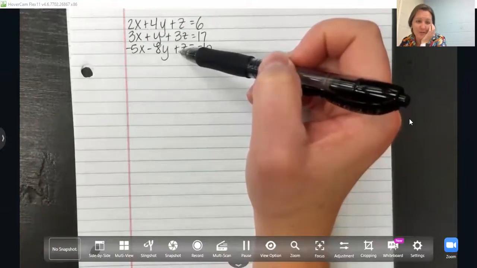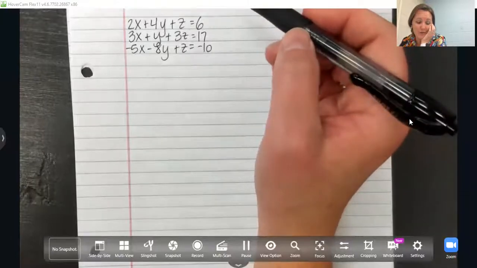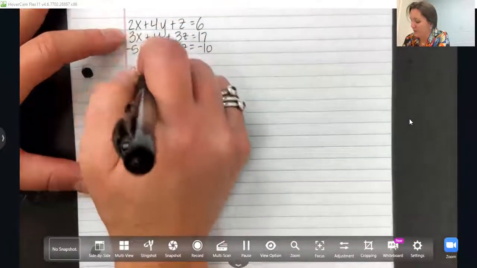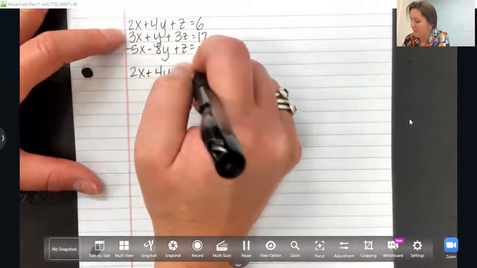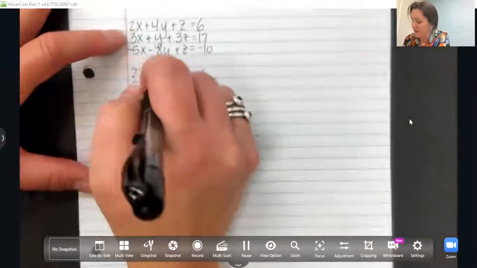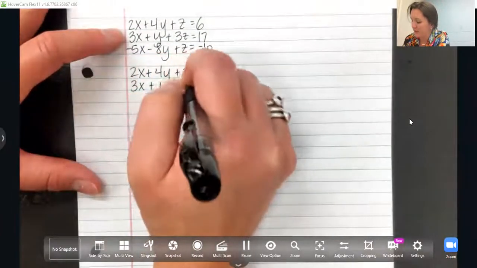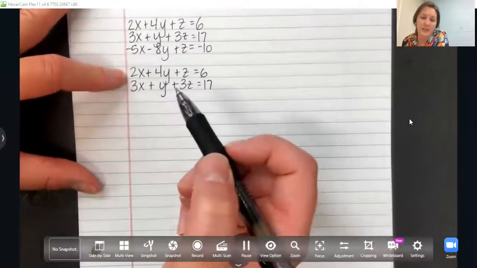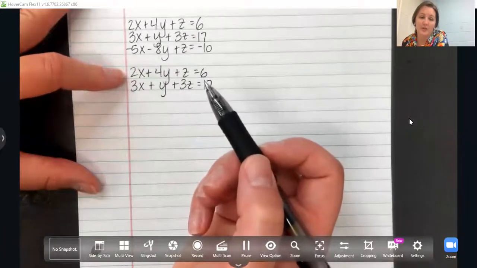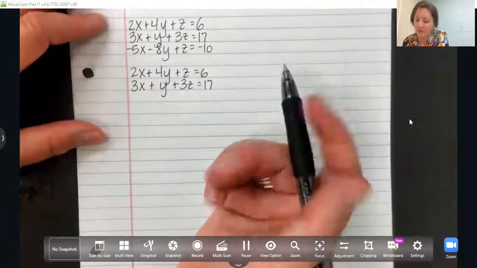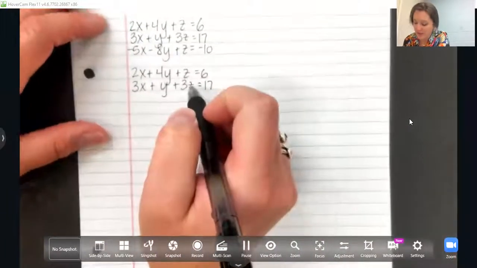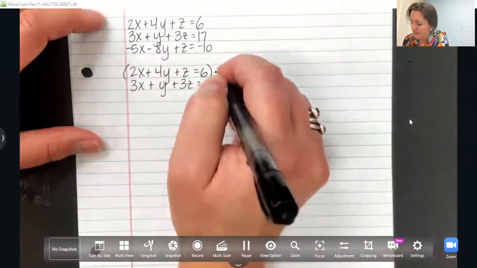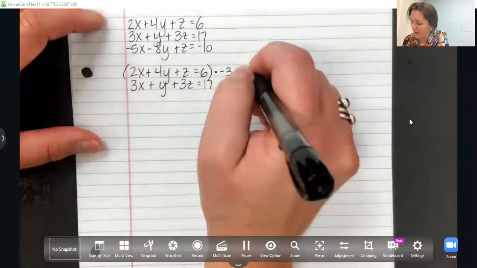So what we have to do is figure out which two we're going to do first, and we'll have to change a couple of them. So let's just do our first two, 2x plus 4y plus z equals 6, and 3x plus y plus 3z equals 17. It's easier just to change one equation than to change both. It's just less work. We're all about less work. Let's eliminate our z's here because I can multiply this by negative 3, and then it would eliminate with that 3 there.